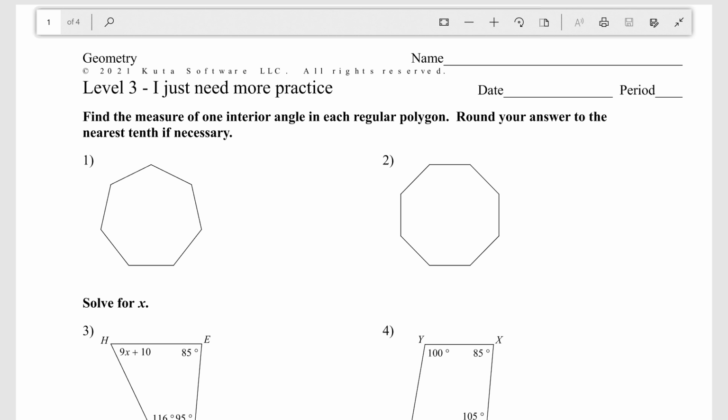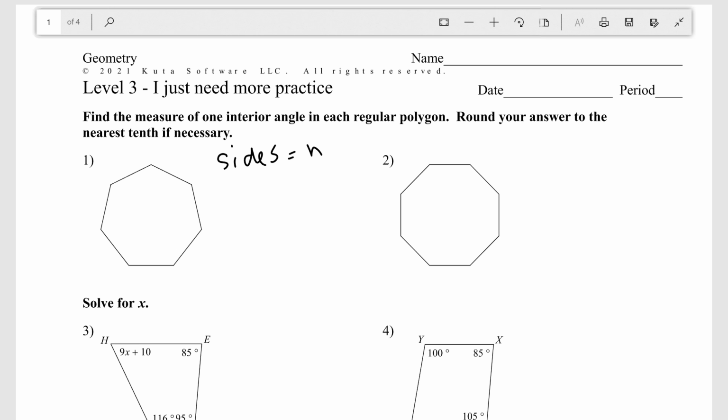Okay, starting out here, we have this section that says find the measure of one interior angle in each regular polygon. Now this section is new, starting off at level 3 and also will be in level 4. We talked about how to find the interior angles for polygons in class earlier this week, but let's go over one more time.